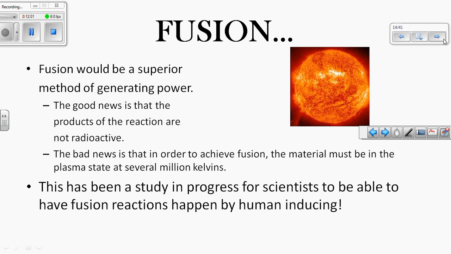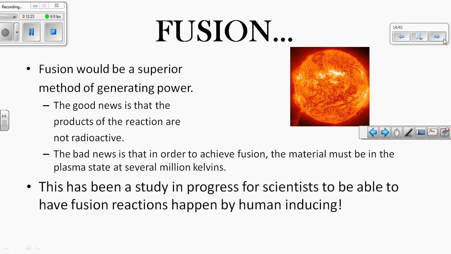A little bit more about fusion. Fusion would also be a superior method for generating power. However, let's look at the good and bad. The good is that the products, remember we said, of this type of reaction are not radioactive. There are very few radioactive materials given off from a fusion reaction. So that would be the good news about using this to generate power.